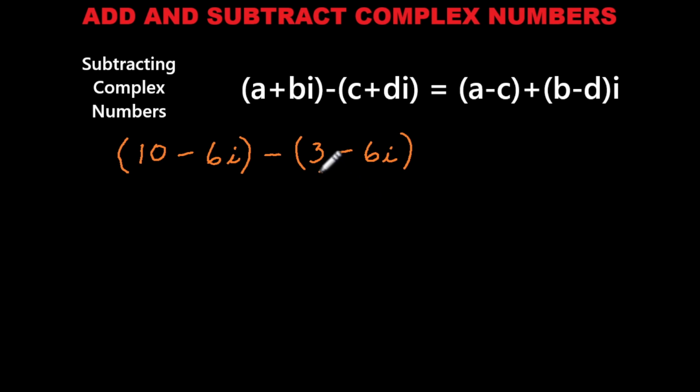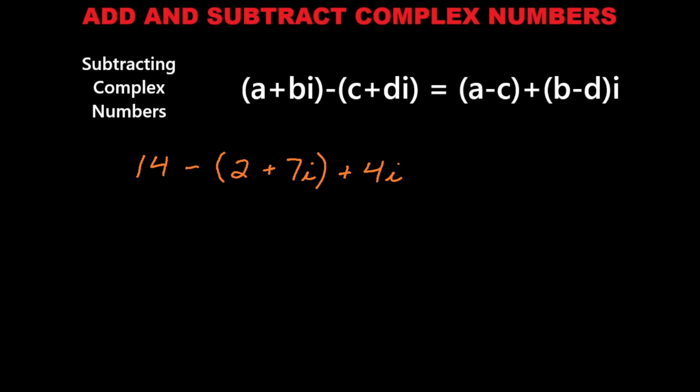Now we're subtracting, so we're going to group together the 10 minus 3 plus, then we have minus 6i minus 6i. So minus 6i, I'll write it this way, minus 6i. And when I subtract a negative, I'm adding it. When I do 10 minus 3, I get 7. And then when I have minus 6i plus 6i, that's 0. So the answer is just going to be 7.